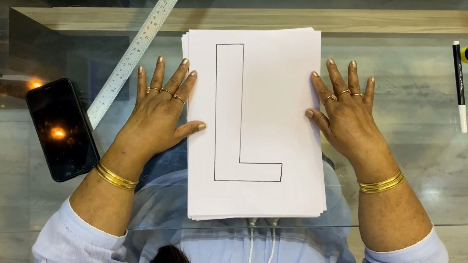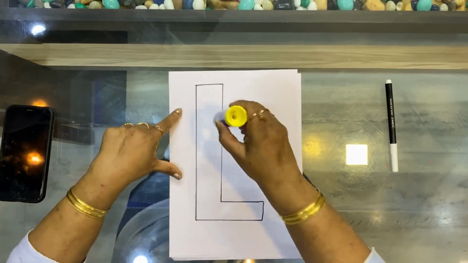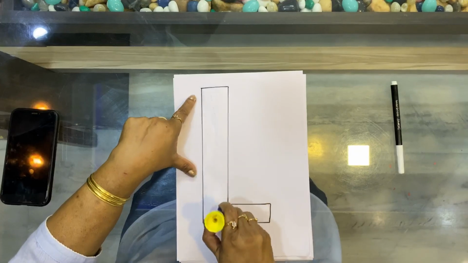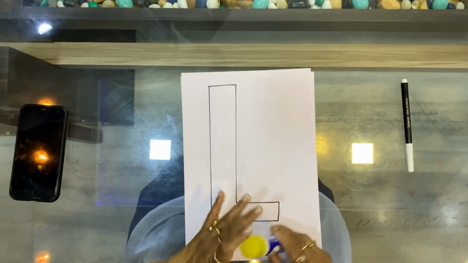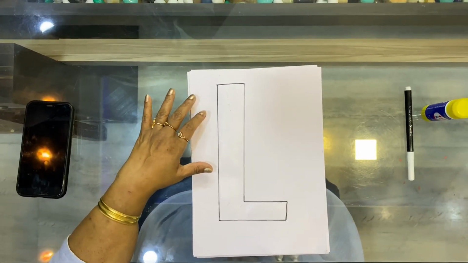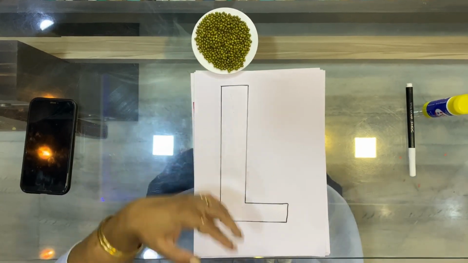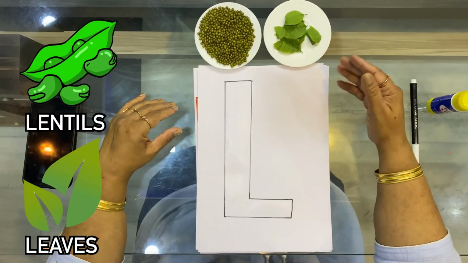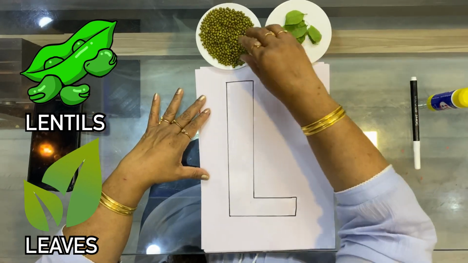Now let's begin pasting. Let us put some glue stick. And we are going to paste something inside. Now what should we paste? We should paste something that begins with the letter L. For example, I have, during lockdown period, I just have lentil and leaf. Now you can put whatever you have in the house. So let's start with the lentil.